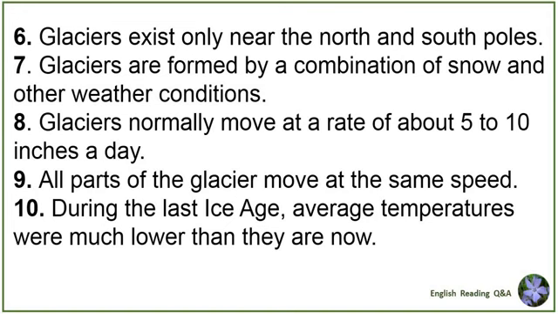Six. Glaciers exist only near the North and South Poles. 7. Glaciers are formed by a combination of snow and other weather conditions. 8. Glaciers normally move at a rate of about 5 to 10 inches a day. 9. All parts of the glacier move at the same speed. 10. During the last ice age, average temperatures were much lower than they are now.